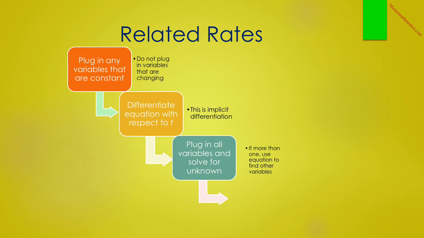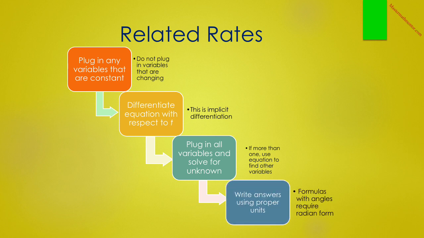Hopefully there will only be one unknown. If there is more than one, you need to use a secondary equation to find the values of other variables. Many times the secondary equation is the same as the primary equation. Finally, answer the question or questions that are asked using proper units. Remember that formulas with angles require radian form.